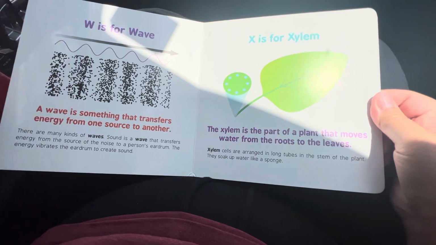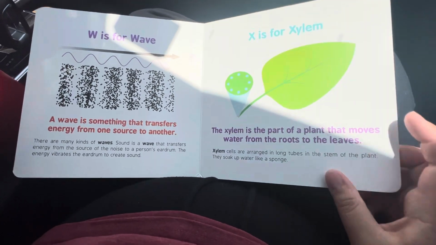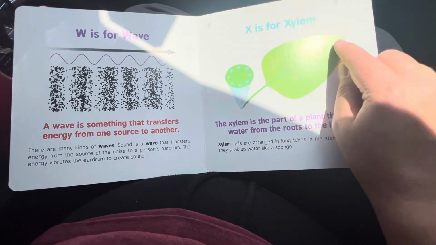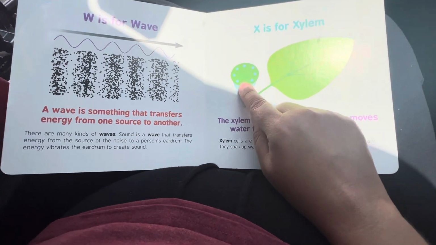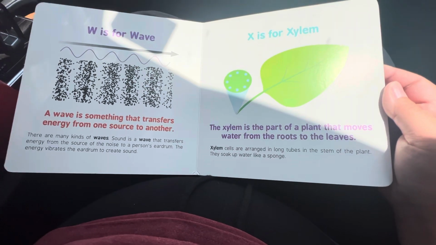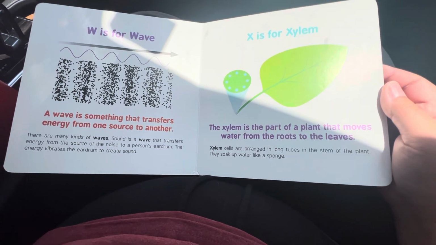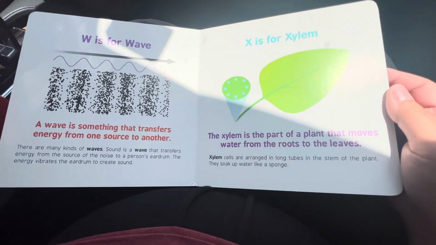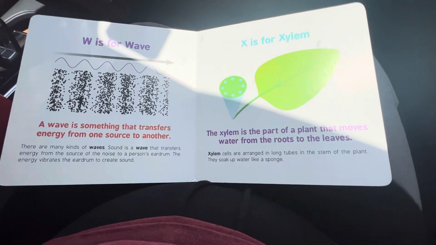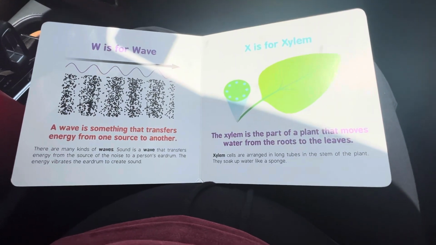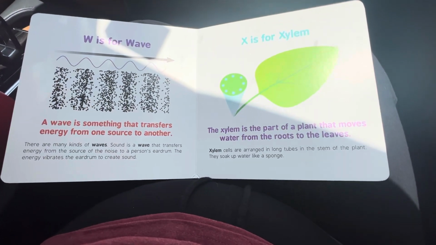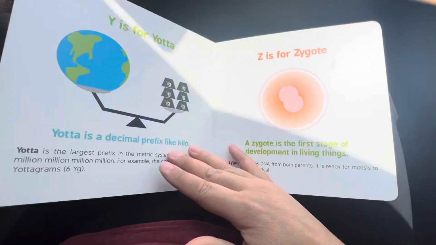X is for xylem. The xylem is the part of the plant that moves water from the roots to the leaves. So there's tiny little tubules, and they look like this, and they can pull the water up into the leaves. Xylem cells are arranged in long tubes in the stem of the plant. They soak up water like a sponge, and it actually helps that water is a slightly charged polar molecule. So the water clings to itself, and that helps pull the water up the xylem.